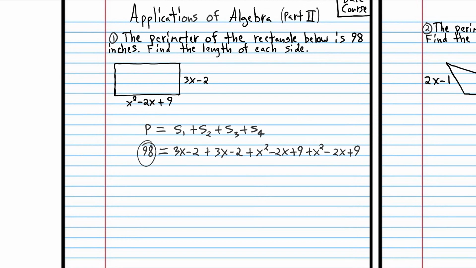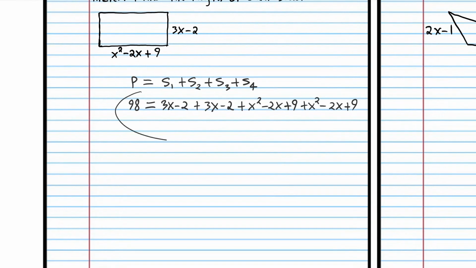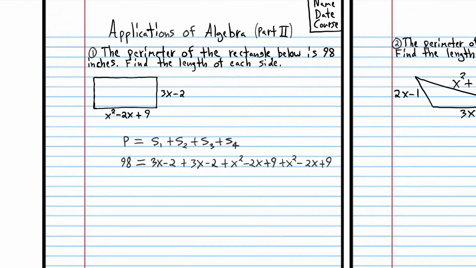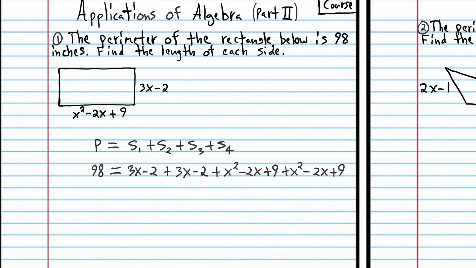So the big question now is, what do we do? Well, we're looking for the length of each side. We can't find the length of each side because we don't know what x is. We have to find x in order to discover the lengths of the sides of the rectangle. So we're going to solve this equation to find x. That's all we have to do, just solve the equation.